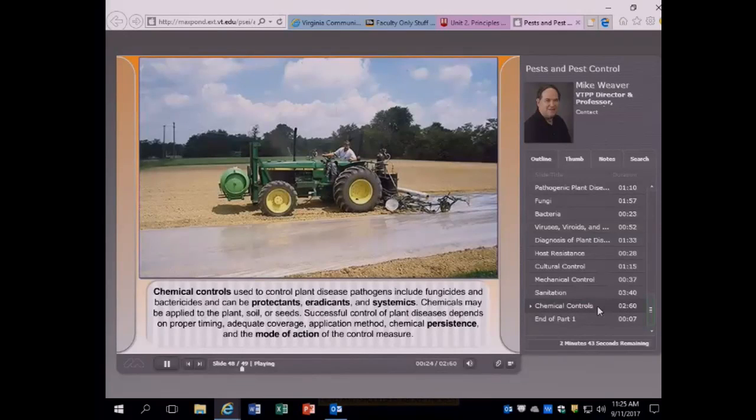One is fungicides vary in the length of time they remain active after they are applied. A non-persistent fungicide controls the pathogen on contact or shortly after that, and then it is no longer chemically active against the plant disease. Sometimes we call these fungistats, and you might hear that terminology.